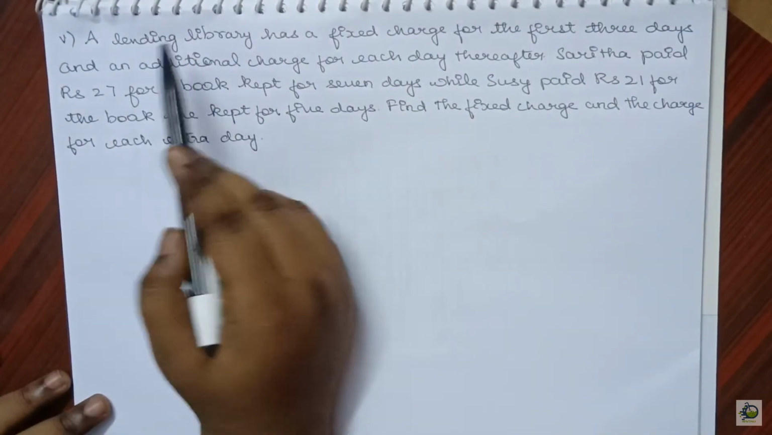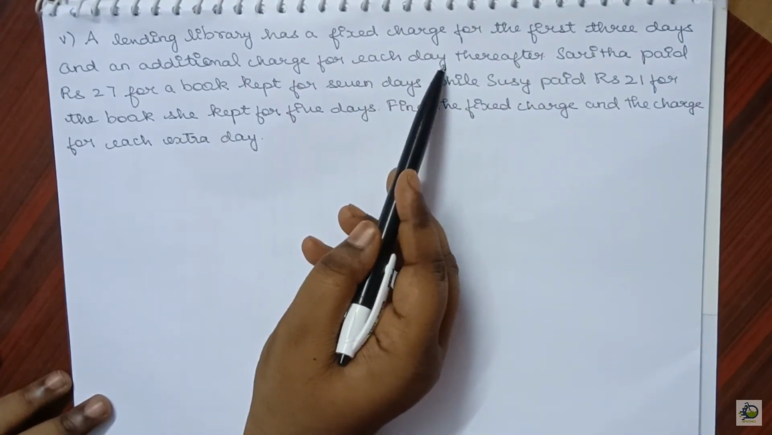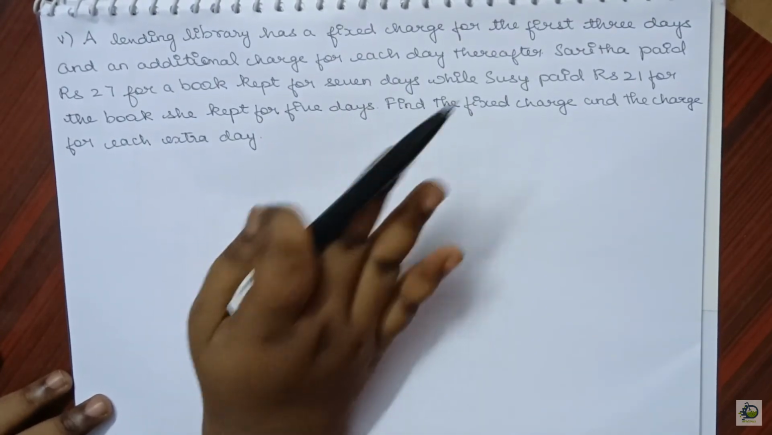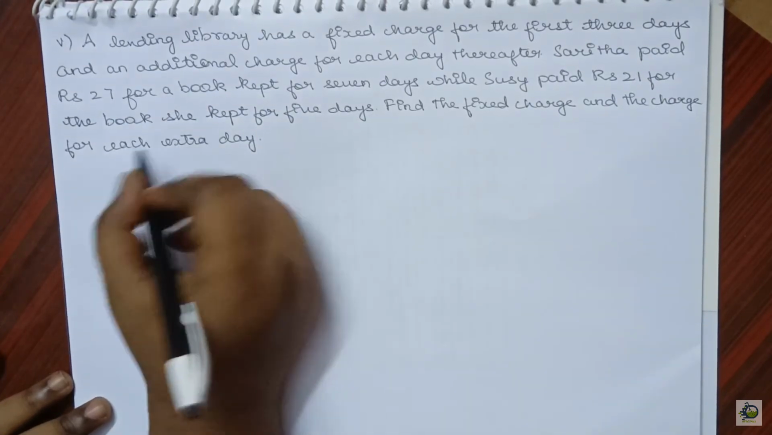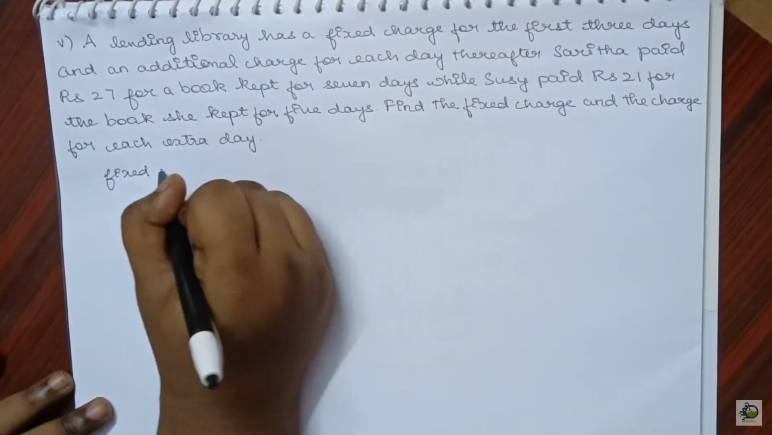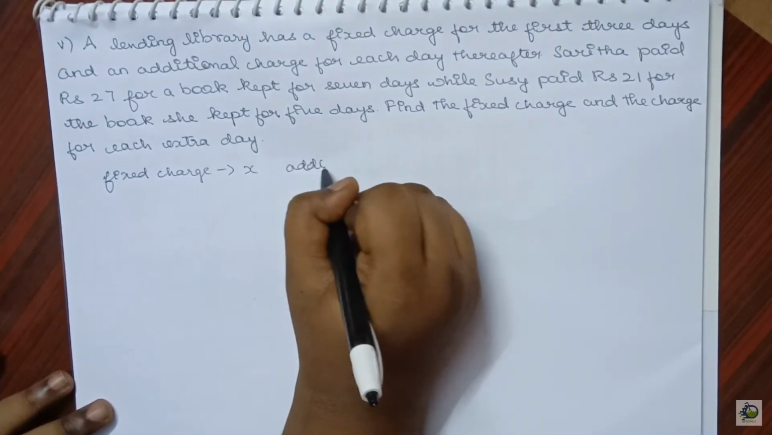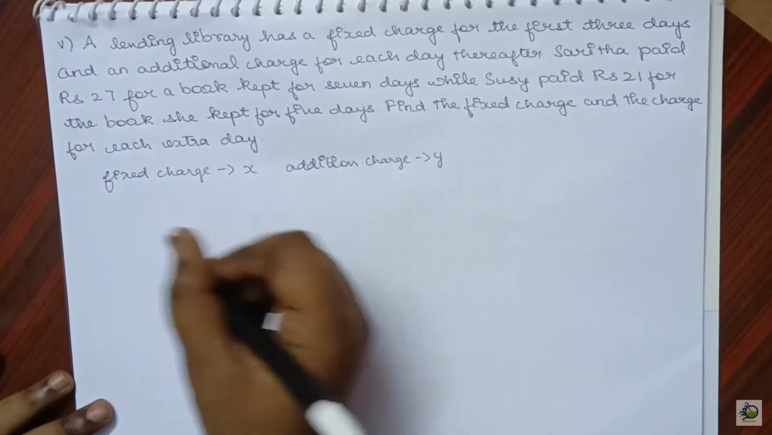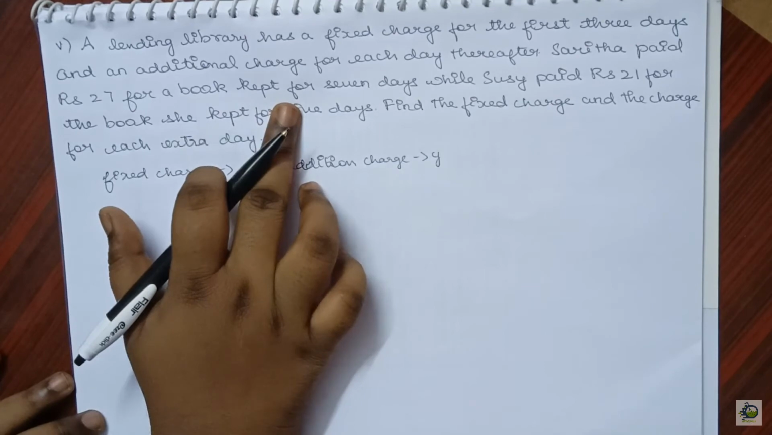Let's move on to the next sum. A lending library has a fixed charge for the first 3 days and an additional charge for each day thereafter. So for the first 3 days they will have a fixed charge, and for the 4th day, 5th day and 6th day they have some additional charge. So we don't know both the charges. So let us consider the fixed charge as x and the additional charge as y.